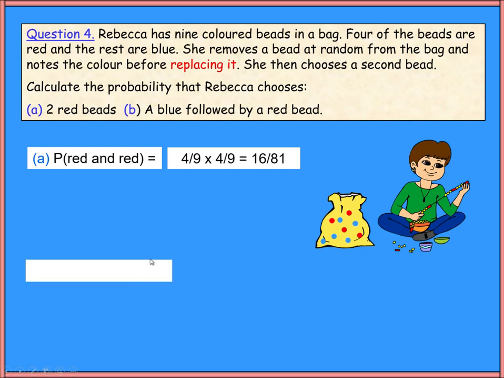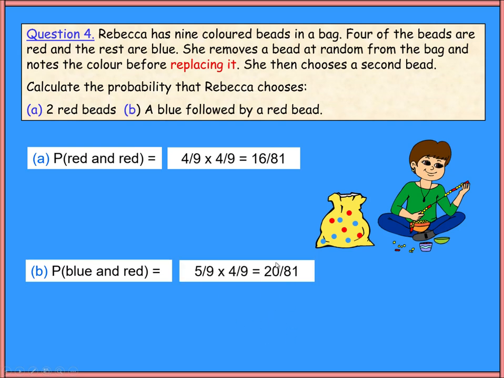Second question, probability of a blue and then a red bead. So probability of a blue is 5 out of the 9 beads altogether. Probability of a red, which we got from earlier, is 4 out of 9. So it's going to be 5 out of 9 times 4 out of 9. That gives us 20 out of 81.